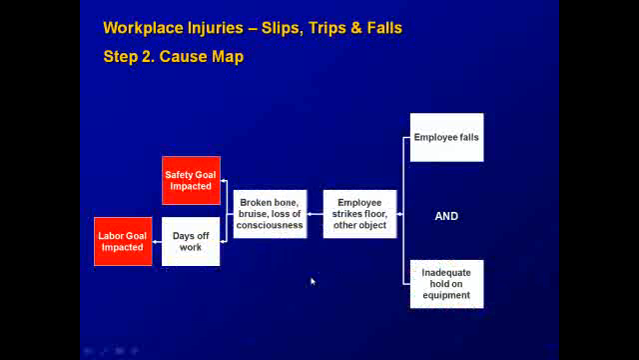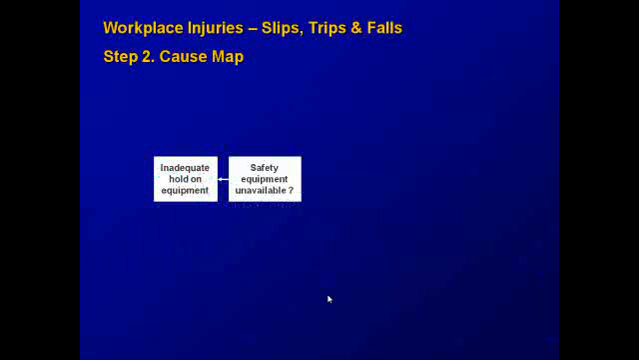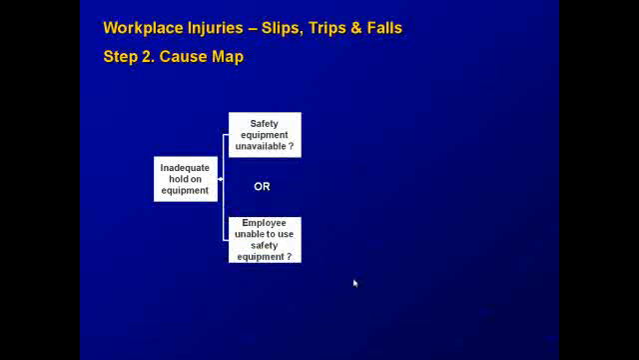Now if we step back here, we've added some detail to the employee falls. We're now going to add some detail on the inadequate hold on the equipment. Safety equipment may be unavailable wherever the employee is located at the time of the injury, or the employee might be unable to use the safety equipment. This is especially common when an employee is carrying too many objects in their hand, thus they can't hold onto a safety railing or guide rope or other safety equipment that may be available.